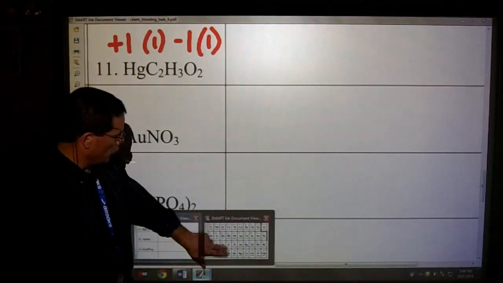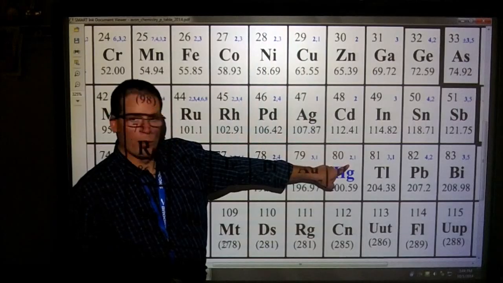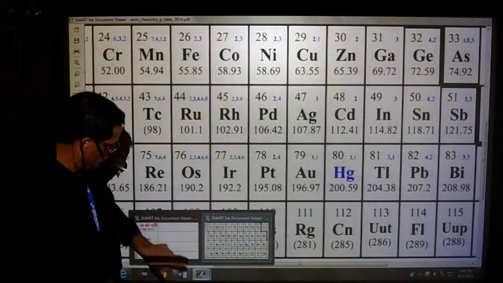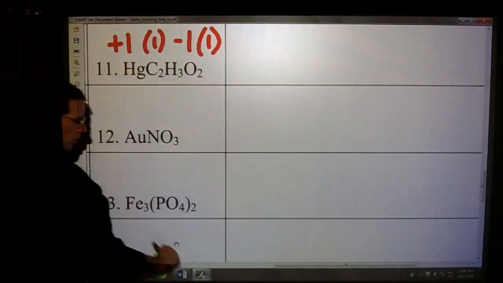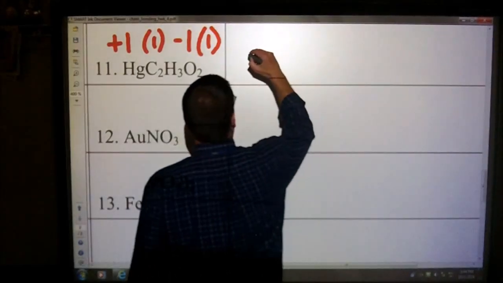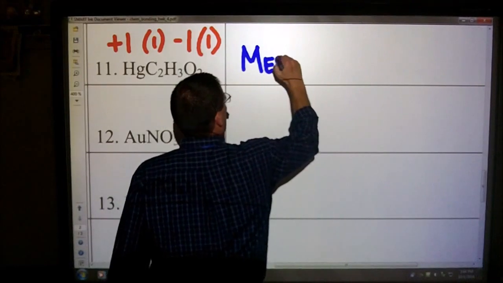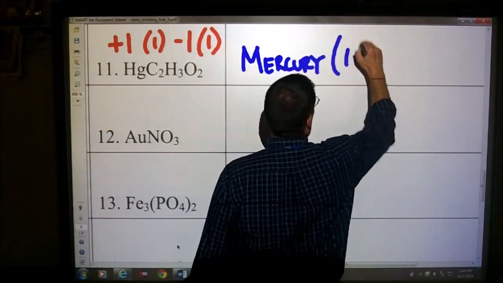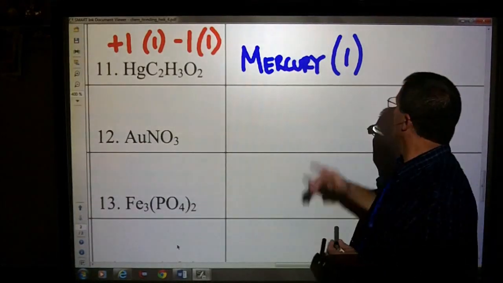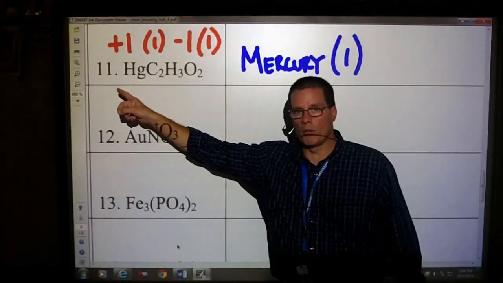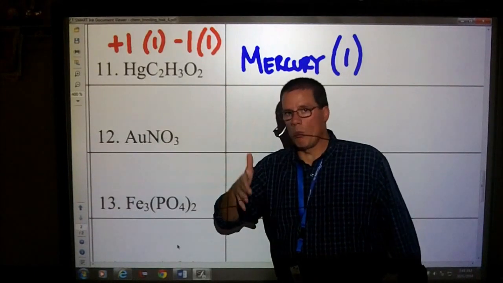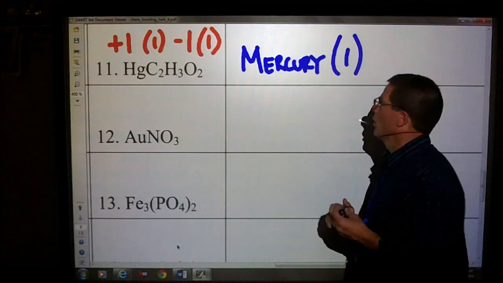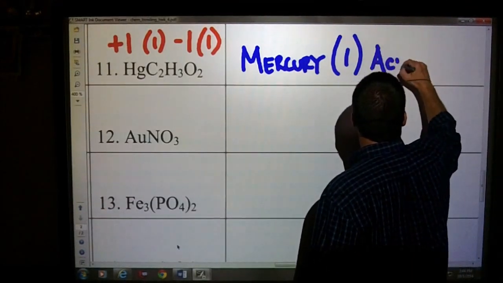Looking at mercury, it can either be a 2 or a 1. So the +1 charge is a good one, so we use that. Here we have mercury, Roman numeral 1, and we have to show the Roman numeral 1 even if it has a +1 charge. Again, it doesn't matter what the charge is, as long as it has more than 1 possible charge, you have to tell me what that charge is. And then acetate.